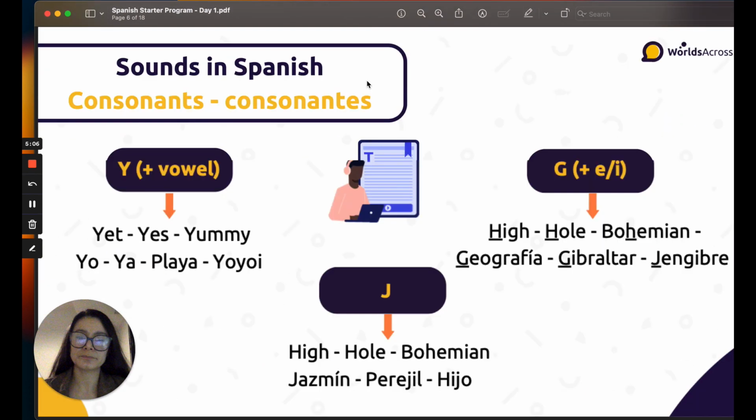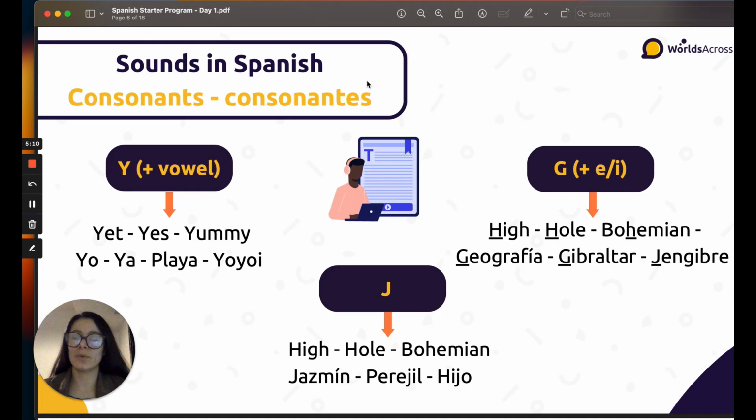Let's continue with some other consonantes. We have the Y, the letter Y, followed by a vowel in Spanish. It's going to be pronounced like a J in English, okay? So, in English, it's very soft, but in Spanish, it's not. You have something like yet, yes, and yummy, right? But in Spanish, it's yo. It's a little stronger. Yo, ya, playa, yo-yo, okay?